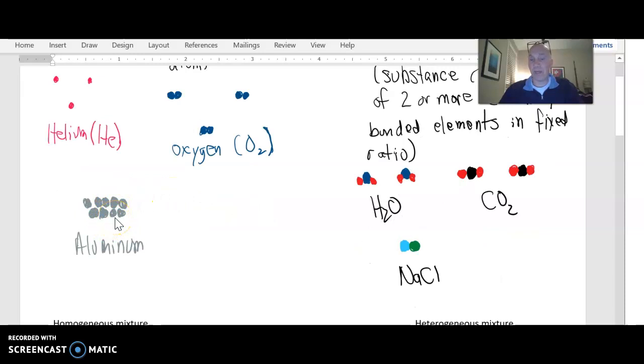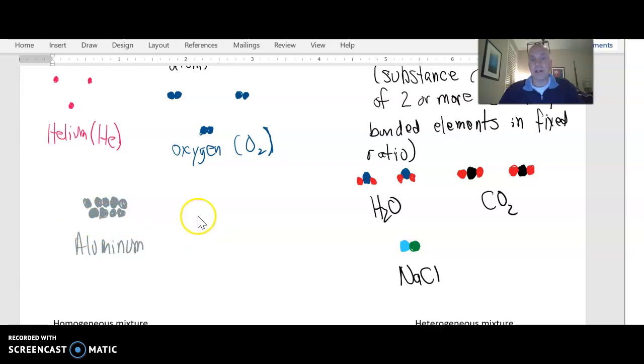One other type would be metals. Pure metals, hopefully you realize, are mostly going to be solids at room temperature, and therefore their particles are going to be touching each other. So if you have aluminum, you just have a lot of aluminum atoms.